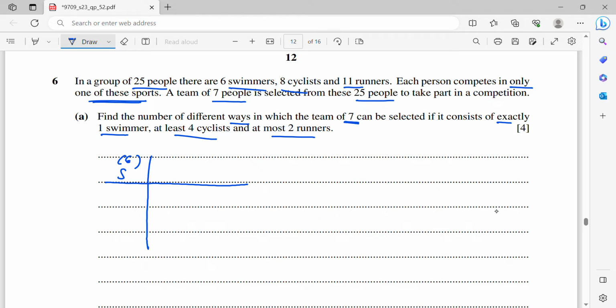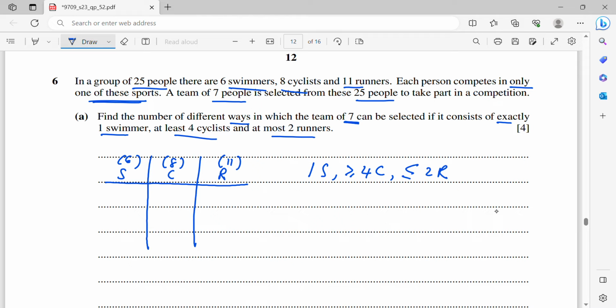And then 8 cyclists, 11 runners. Okay, now you need to get exactly 1 swimmer. So exactly 1 swimmer, at least 4 cyclists, then at most 2 runners, means less than or equal to 2 runners.